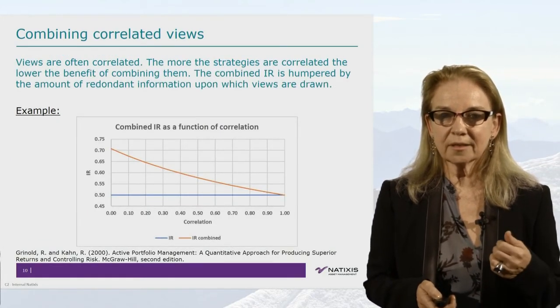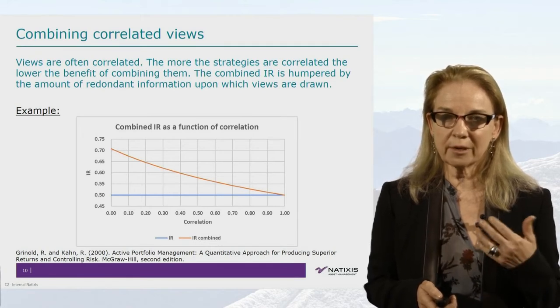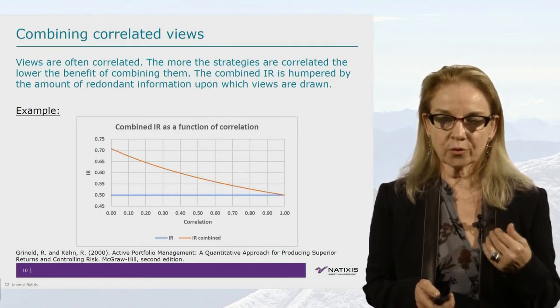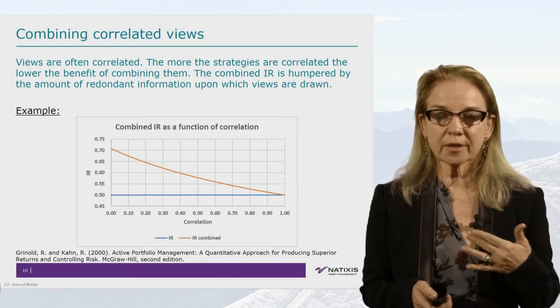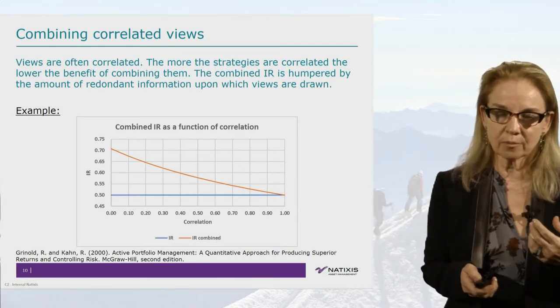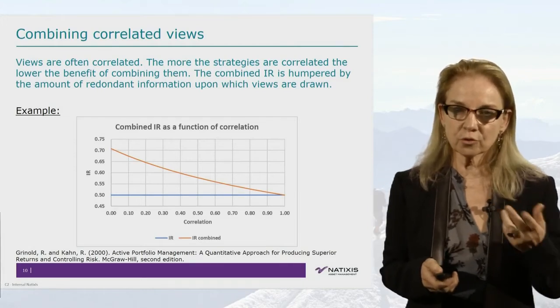If you have a combination of correlated views, it will be less beneficial, of course, because the more correlated they are, the less you benefit from the information ratio of the two strategies.